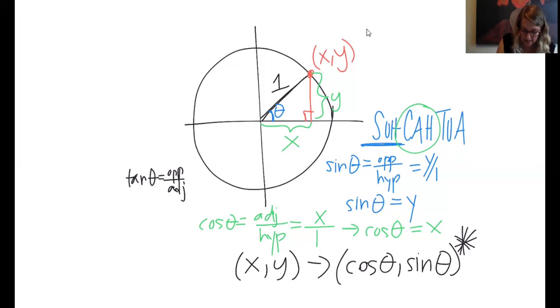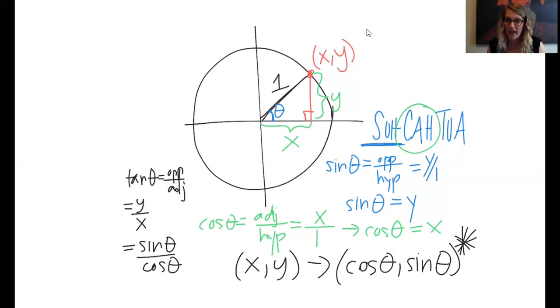And in this case, opposite over adjacent is y over x. But didn't we just say that y is the same thing as sine and x is the same thing as cosine? Yes, we did. So that means that tangent is actually equal to sine over cosine, which is another super helpful identity that we're going to be able to use much later when you take pre-calculus.